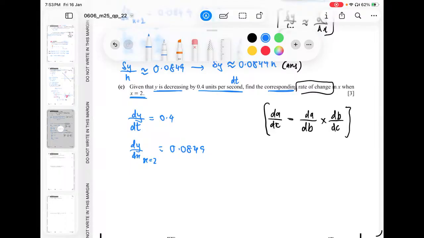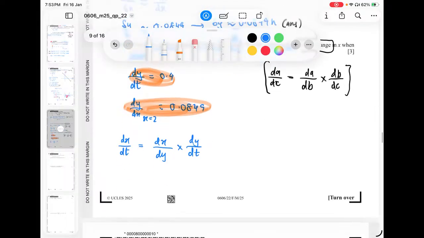So you need to use that to find dx over dt. So you don't know dx over dt, but you know these two pieces of information, that dy over dt is 0.4 and dy over dx is 0.0849 for x is equal to 2. So dx over dt is going to be dx over dy times dy over dt. So this is the expanded form. And you don't have dx over dy, but you know dy over dx. So that's basically the reciprocal. So 1 over 0.0849 times 0.4.